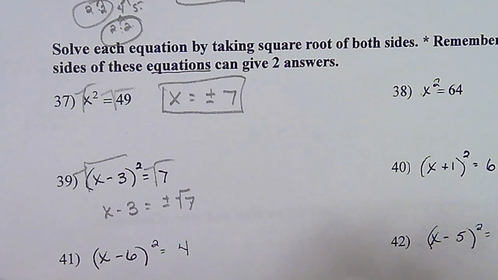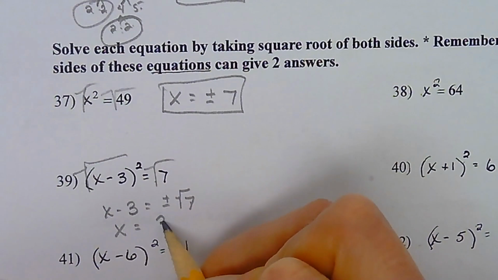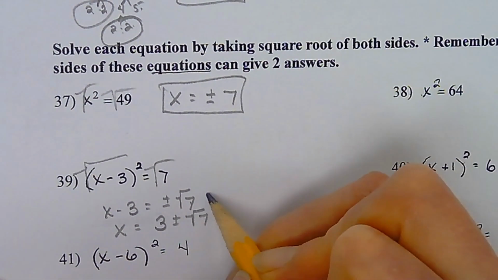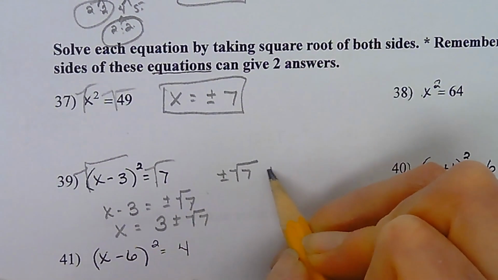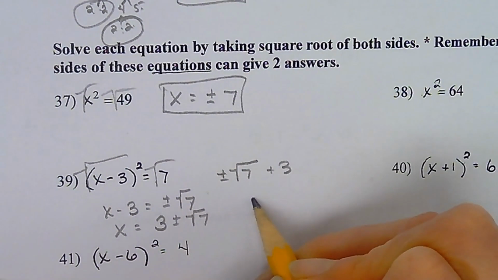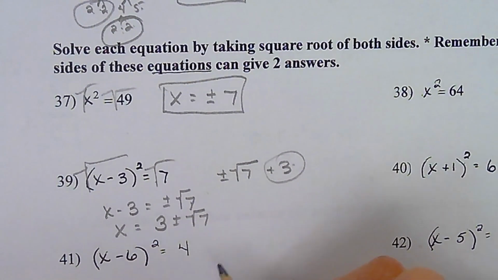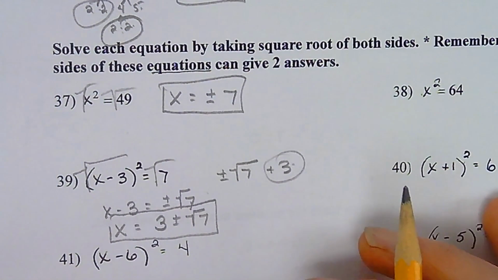Now to solve for x, I'll add 3 to both sides. So x equals, and I like to put the number first, 3 plus or minus the square root of 7. In other words, I added 3. I'll rewrite this as plus or minus the square root of 7. I added 3 to it to solve for x. But I like to write the positive 3 in front, and that's what I did. And there's the solution for number 39.